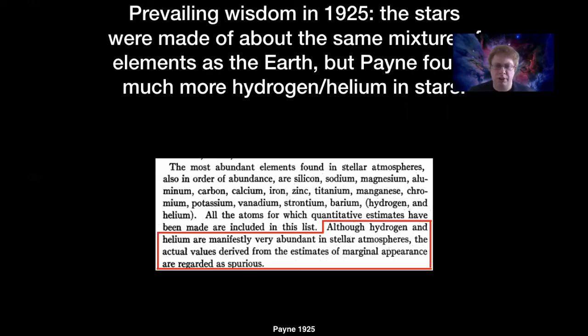She says, although hydrogen and helium are manifestly very abundant in stellar atmospheres, because we do see those lines, the actual values derived from the estimates of marginal appearance, the spectral lines that she used to make these calculations, are regarded as spurious. She thinks that something else must have caused them to have these extraordinarily high values compared to all of the other elements.